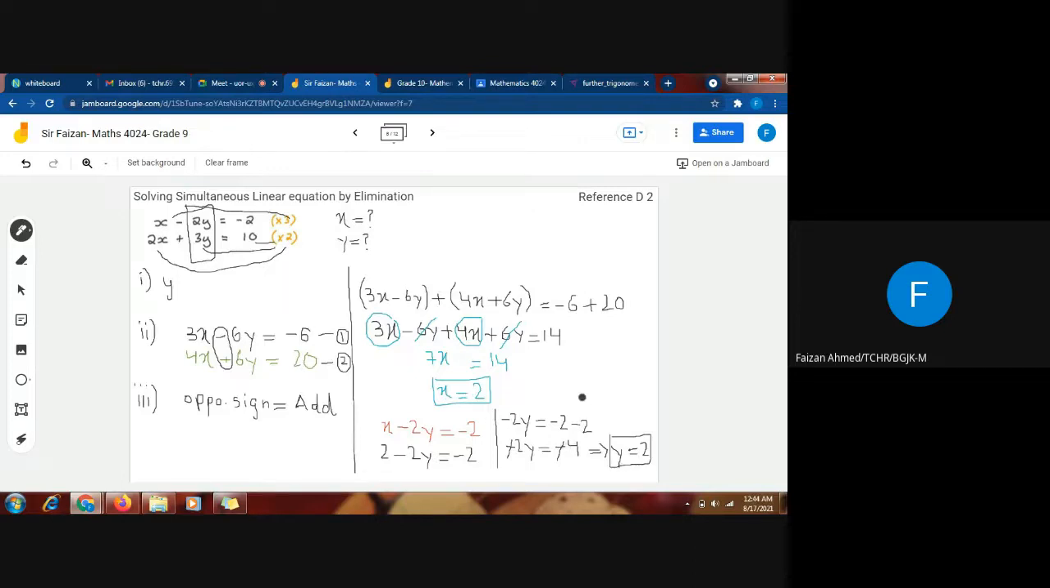If you are not sure about your answer, you can plug back the values in the original question in both the equations, and you will see whether the right hand side is equal to the left hand side or not. If both sides are equal, then your answer is correct.